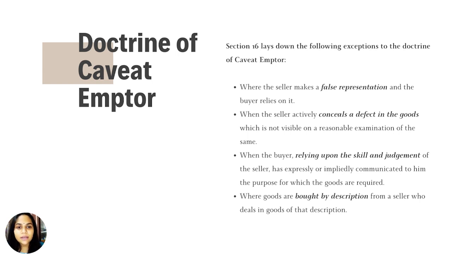So if a seller makes a false representation, or the seller actively conceals a defect in the goods, or when the buyer relies upon the skill and judgment of the seller, and where the goods are bought by description from the seller, right? So in all these 4 conditions, the doctrine of caveat emptor will not apply, right? But in a general situation, this doctrine is going to apply.